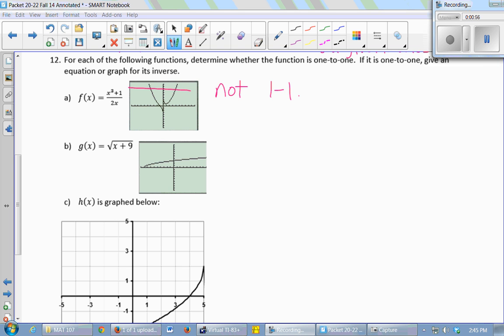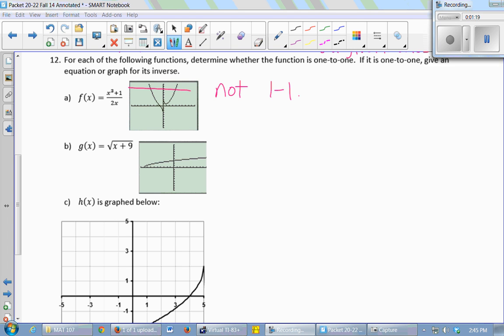And then g of x, the square root of x plus 9, because that's just the principal square root and not plus or minus, then I know that it's one-to-one. There aren't 2 x values that could give me the same y value. And the picture confirms that. This is a graph of radical x plus 9. It passes the horizontal line test.